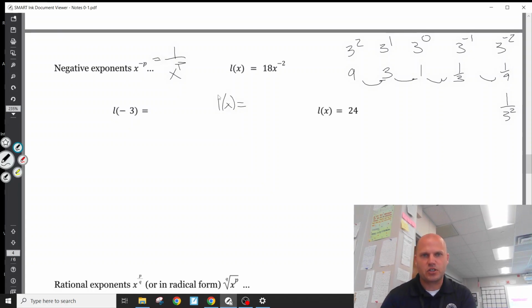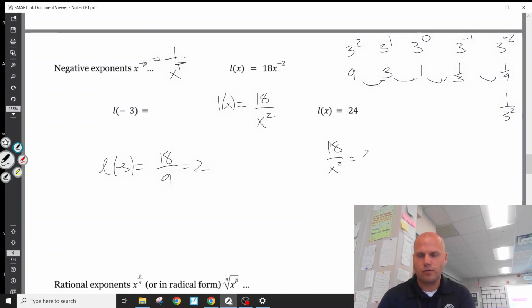So probably right from the start, I'm writing this as 18 over x squared. And we can then accomplish these two values. Negative 3 squared is 9. 18 divided by 9 is 2. 18 over x squared equals 24.